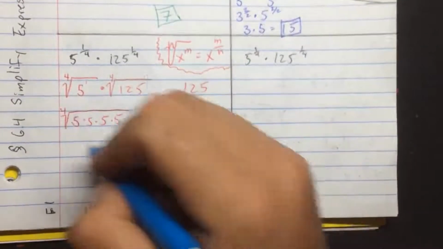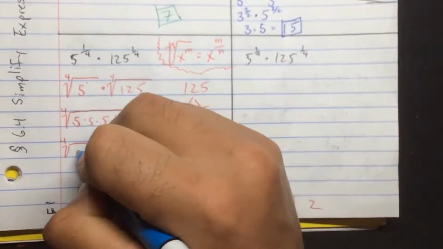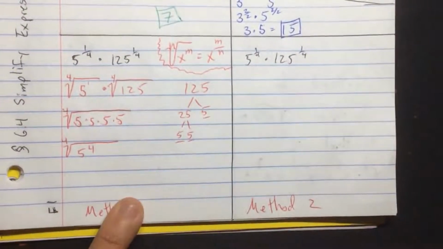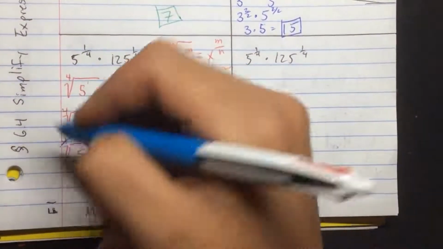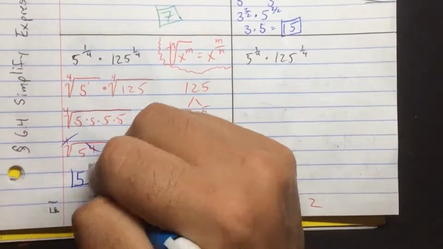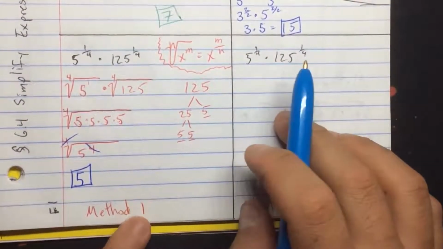Because this is a fourth root, we can rewrite this as the fourth root of 1, 2, 3, 4. So 5 to the fourth power. Switch to our blue, and then our fourth root with our fourth power will simplify, leaving us just with 5, and that's our answer.